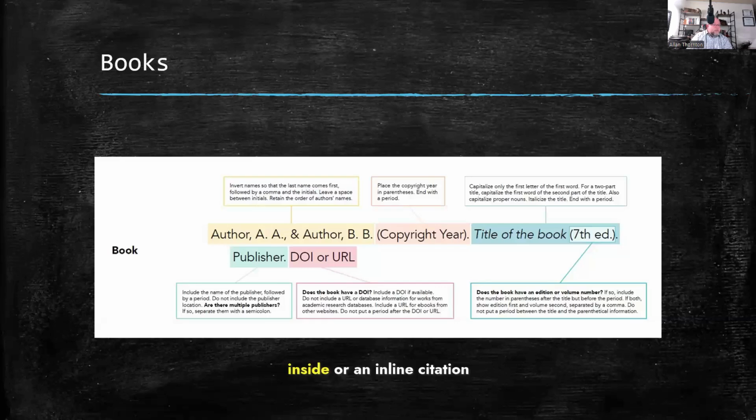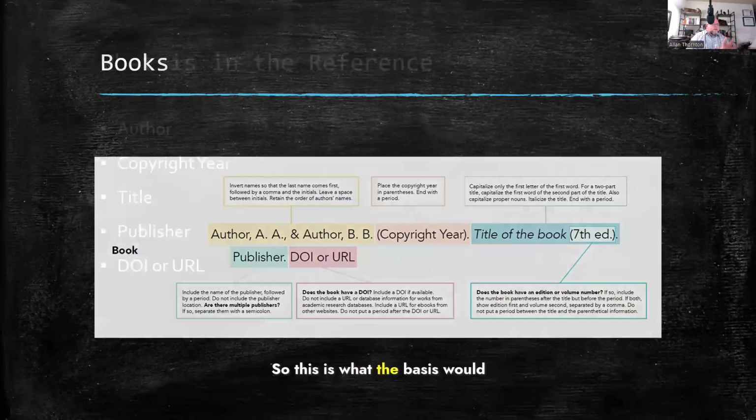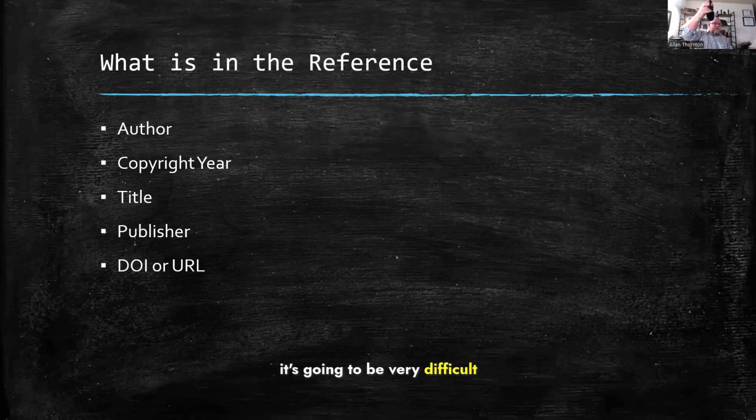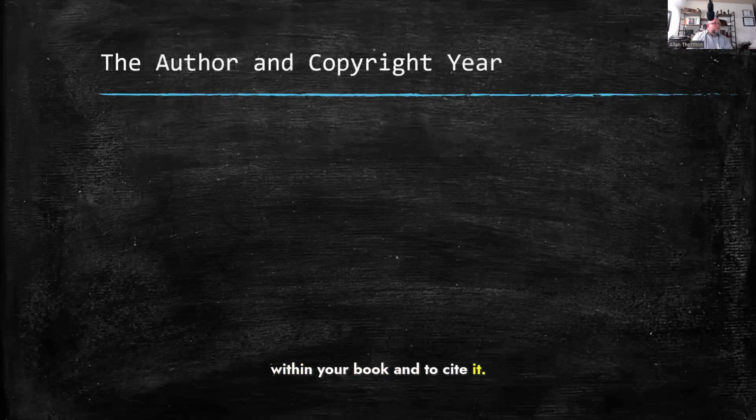We'll also go over what an inline citation should look like. So this is what the basis would be when you pull it up. You have the author, the copyright, the title, publisher, and the DOI. That's the information that you need to build your citation in the proper way. If you don't have that information, it's going to be very difficult to build it. Now, the neat thing is most of this information is found within the first 2 pages of a book. You open it up, and you'll find what's called the copyright page. It'll have all the information that you need to cite your book.